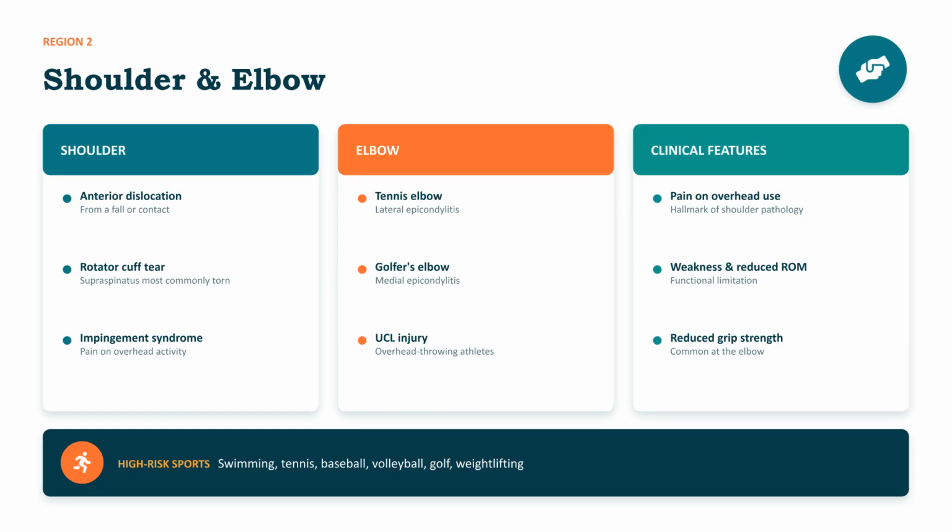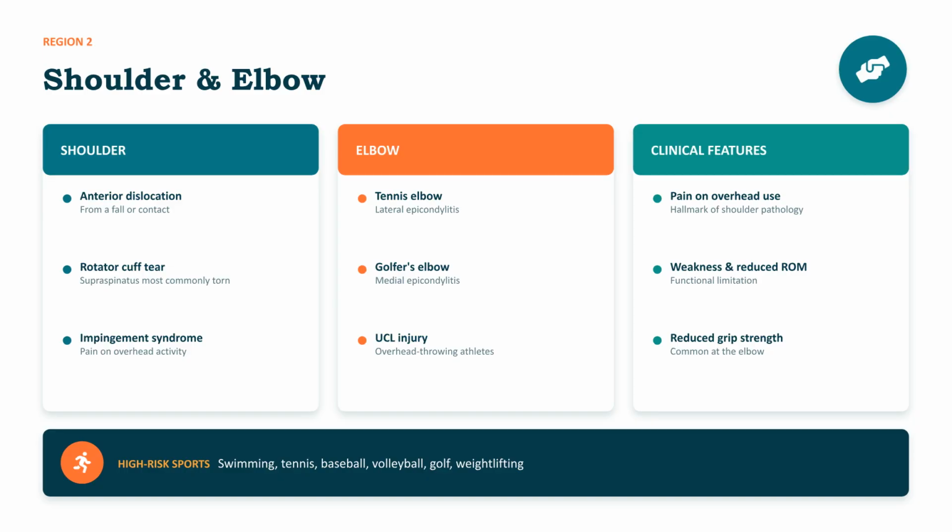Moving down to the shoulder and elbow. In the shoulder, the most common injuries are anterior dislocation from a fall or contact, rotator cuff tears, the supraspinatus is most frequently involved, and impingement syndrome, which causes pain on overhead activity. In the elbow, we see tennis elbow, lateral epicondylitis, golfer's elbow, medial epicondylitis, and UCL injuries in overhead throwing athletes like baseball pitchers. Key clinical features include pain on overhead use, weakness, reduced range of motion, and reduced grip strength.